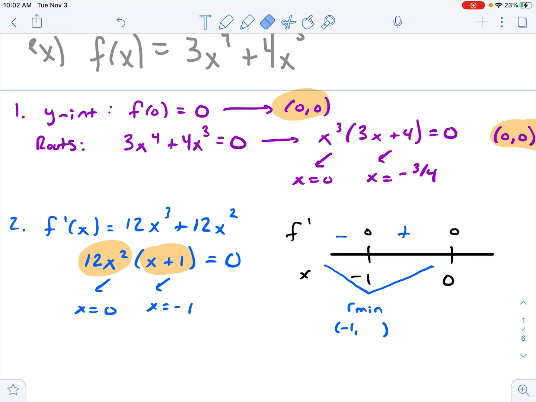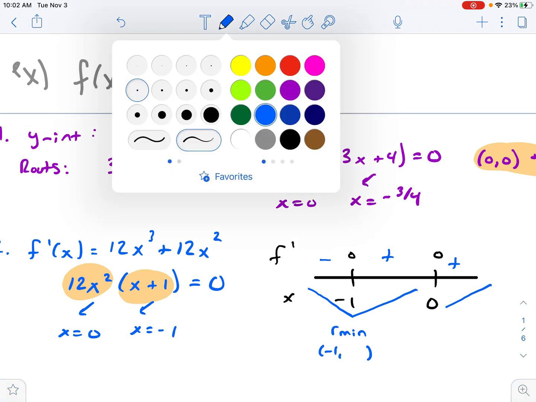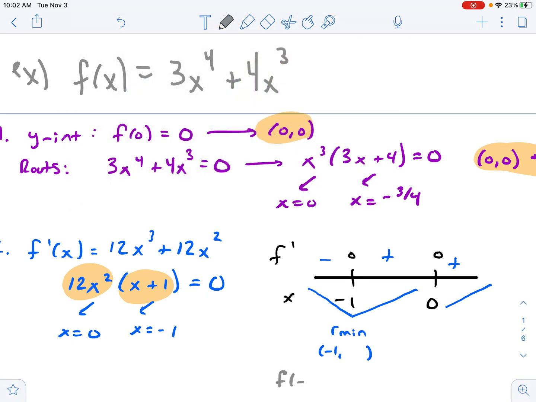We'll get the y value in a moment. Now if I take a number larger than 0, that's positive times another positive. We're still positive. The function is still increasing. So we're not going to have anything fancy at x equals 0 in terms of a max or min, but we do have a relative min at negative 1. How do we get the y value? Go back to the original function, right? So I'm going to look at f of negative 1.